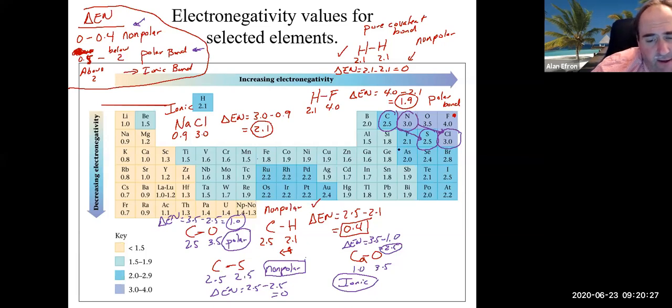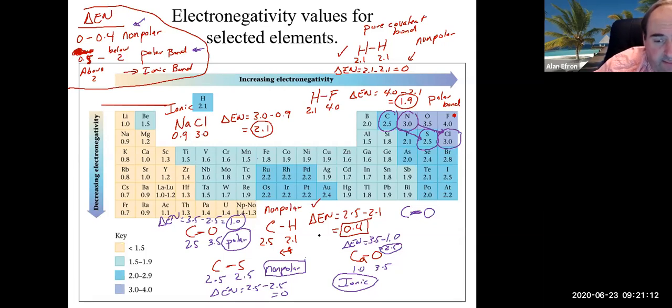Any questions on how to use a table such as this? It would obviously be provided for you if you needed it. If it's not provided, you can, in general, just use the general trend in electronegativity to determine whether a bond would be polar or nonpolar. For example, if you were not given this table of values and you had carbon and oxygen like we had previously, and you wanted to determine whether that bond is polar or nonpolar, you could just use the periodic table to help you decide.